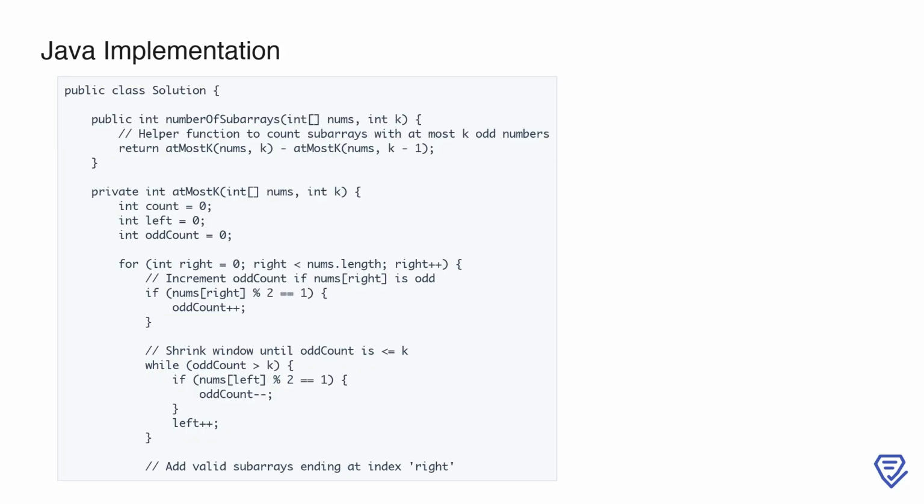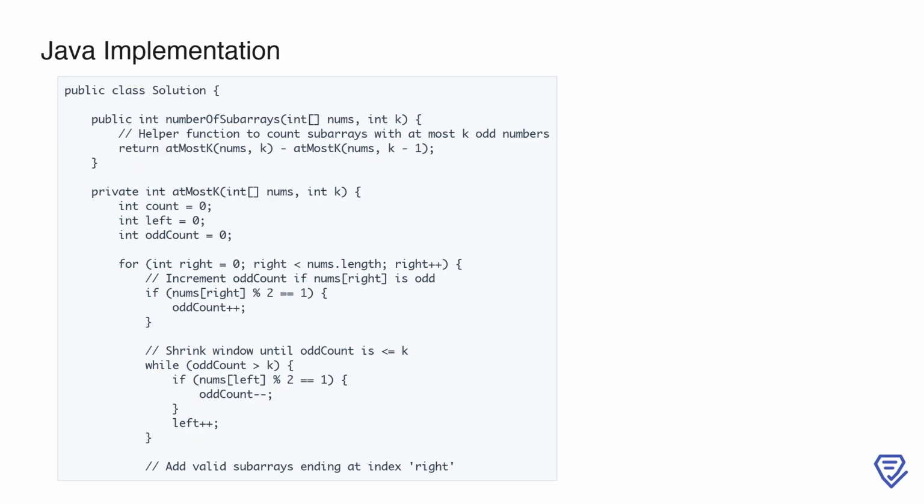Next, we define the at_most_k function. Inside this function, we initialize three variables: count, which will track the total number of valid subarrays, left, which serves as the starting index of our sliding window, and odd_count, which tracks the number of odd numbers in the current window. We then use a for loop to iterate through the array, with right representing the ending index of the sliding window. For each element, if the current number is odd, we increment odd_count, as we now have one more odd number in our window.